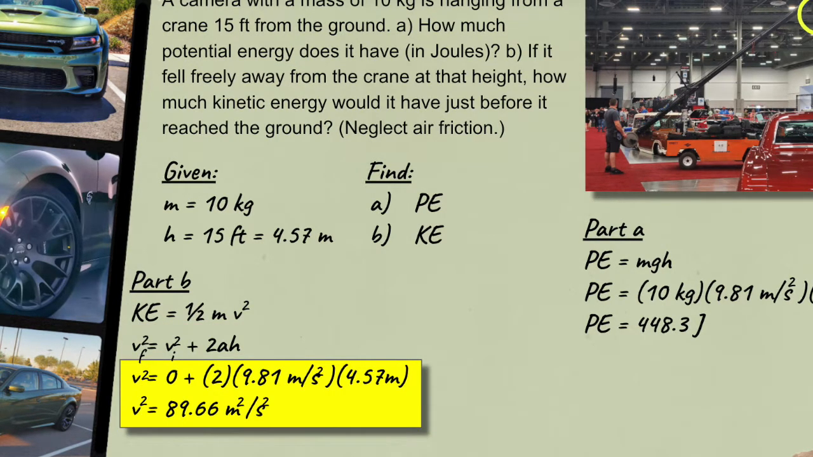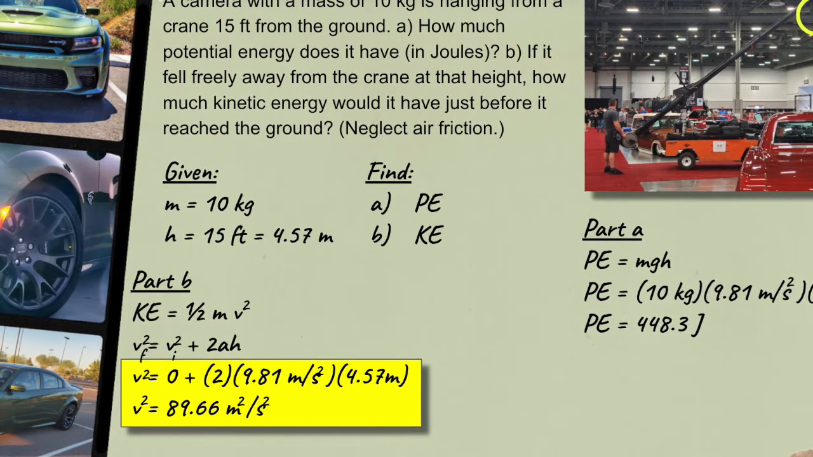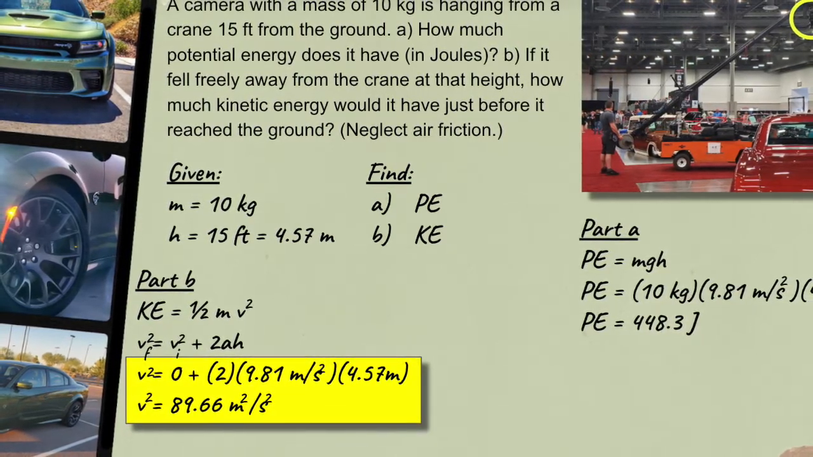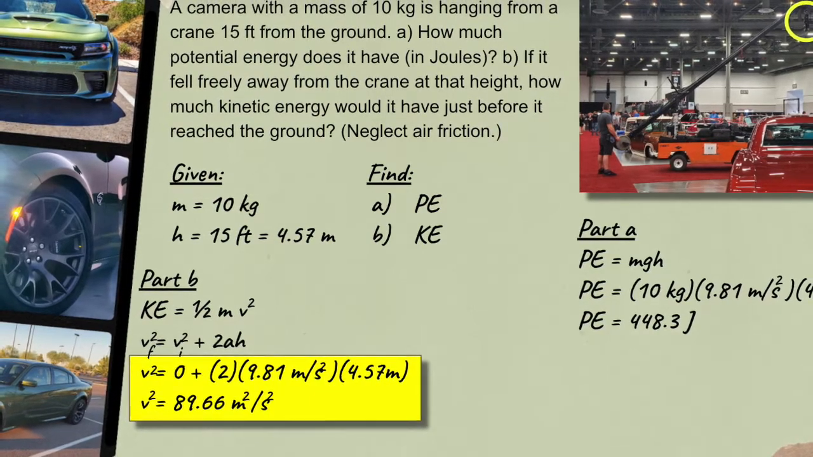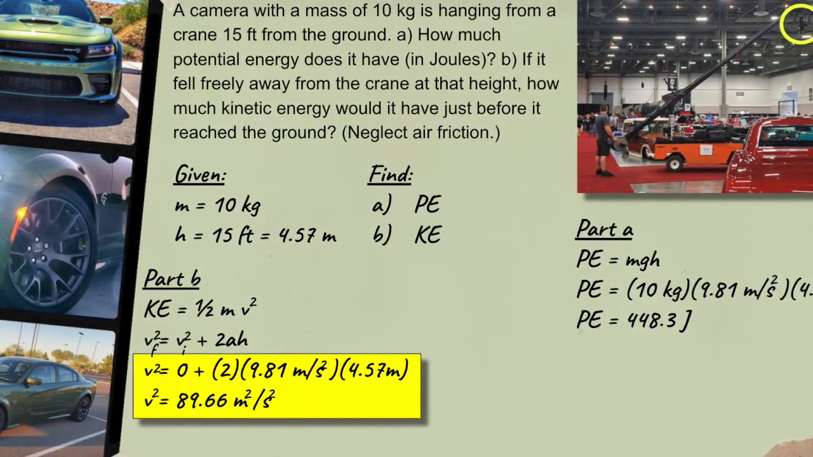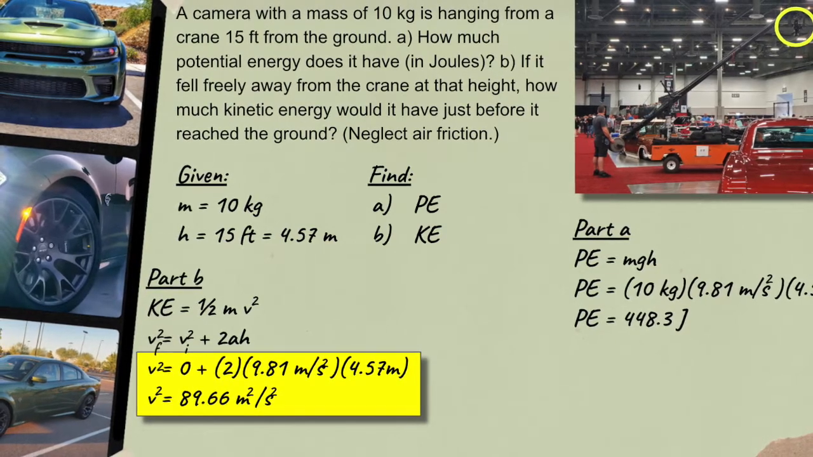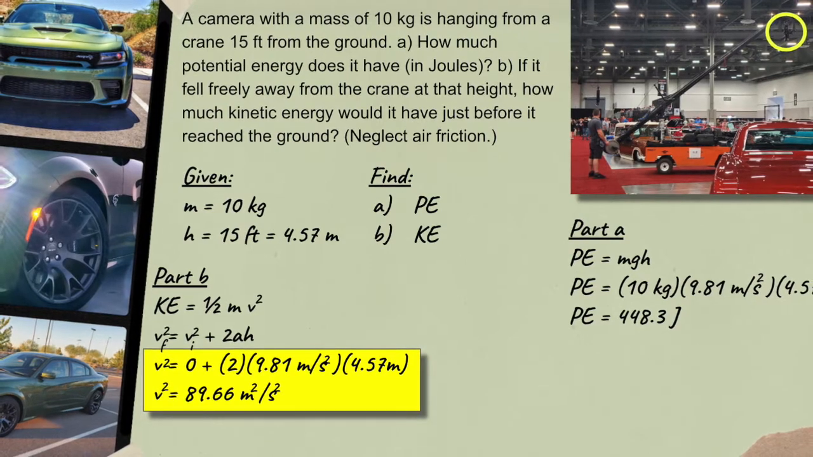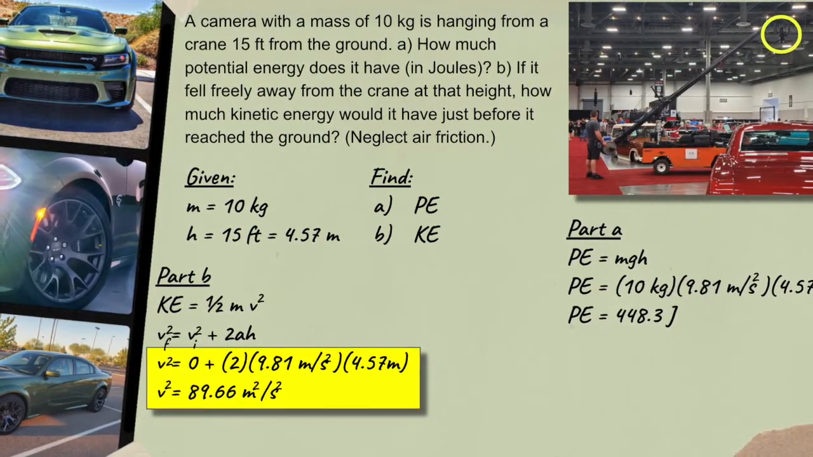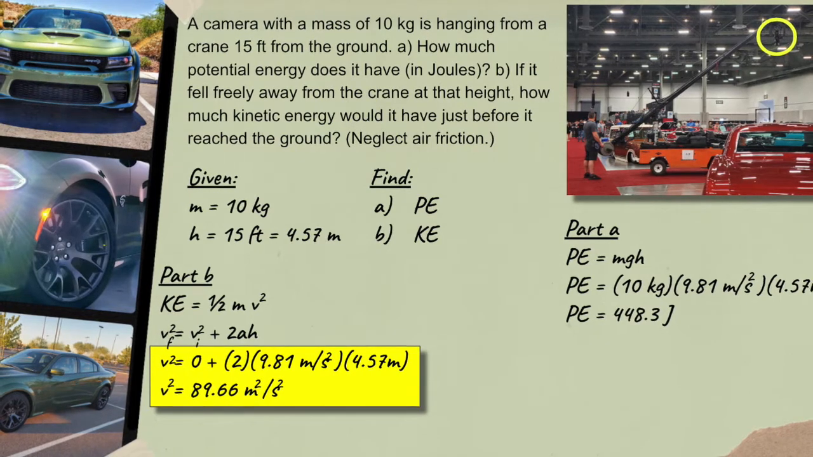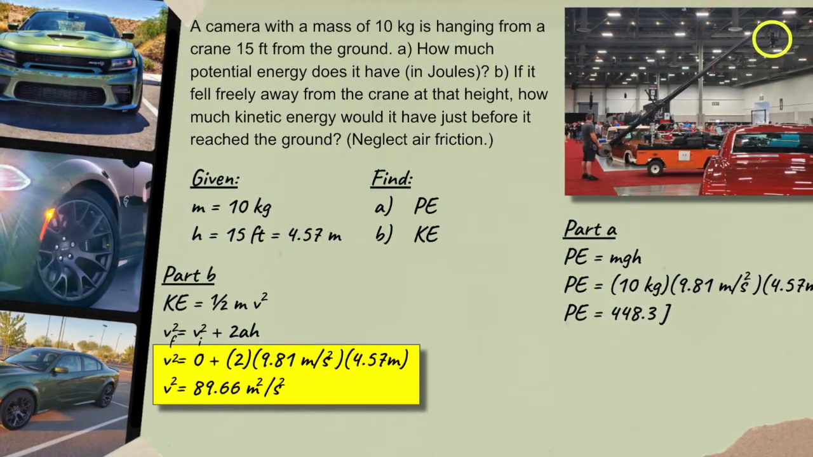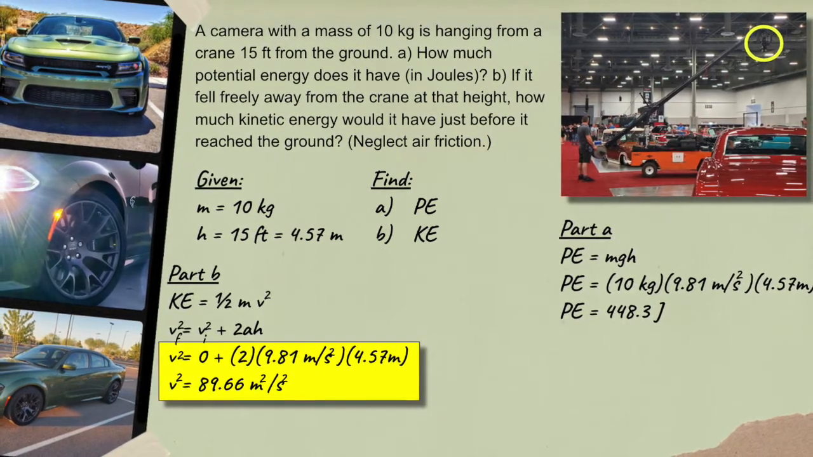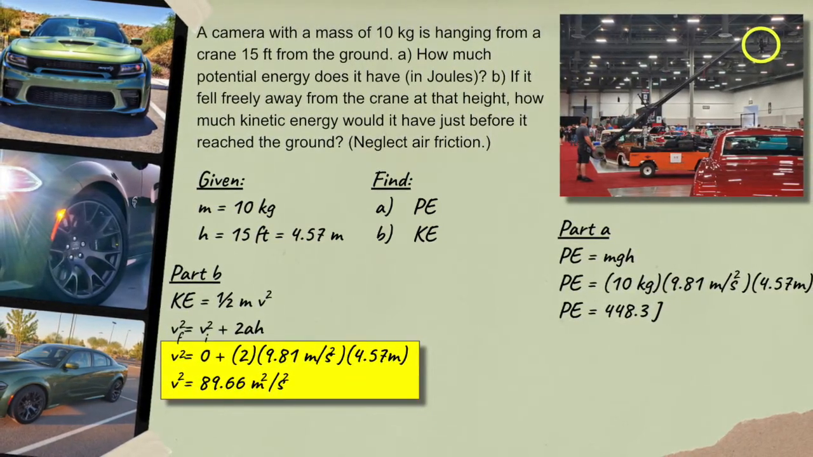So let's plug everything in. V squared equals V initial squared. We know that it fell from rest, so the initial velocity is 0. Plus 2 times the acceleration, which is 9.81, the acceleration due to gravity, times the distance h, which is 4.57 meters. That leaves us with V squared equals 89.66 meters squared per second squared.